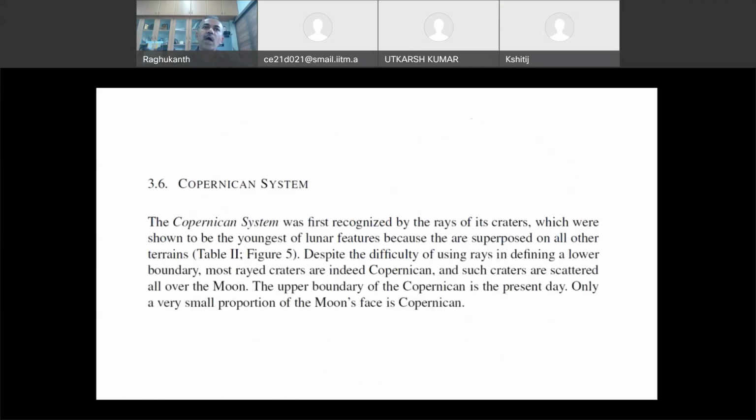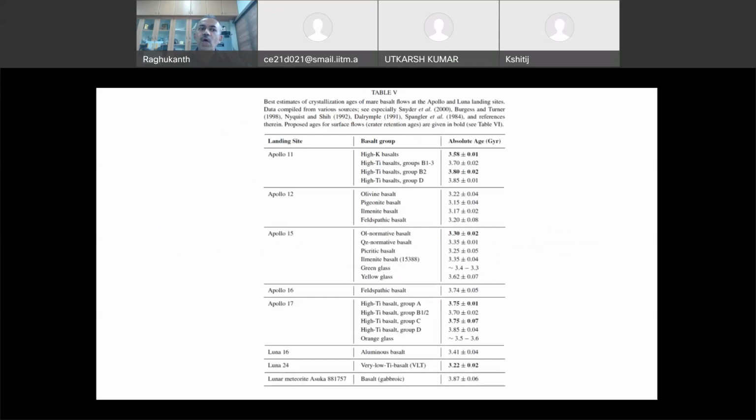Now the next one is the Copernican system. So this started with the rays, basically. I showed you in the old graphs itself. The Copernicus crater, if you see, bright rays will be there. Tycho crater, Copernicus crater. So bright means it has been formed recently. Recent means not 1 year, 2 years, but some million years ago itself. So they are all superimposed. So this is what they call the Copernican system itself. That is how they have defined it.